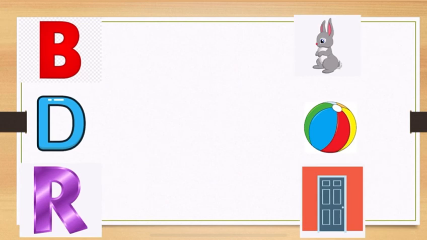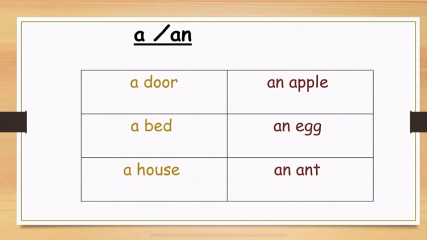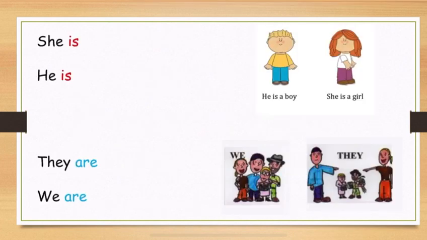Here we are going to match P to pole, D to door, R to rabbit. A and an: before a consonant, a door, a bed, a house, and before vowels, an apple, an egg, an ant. She is, he is. He is a boy, she is a girl. They are, we are. We are family. They are friends.